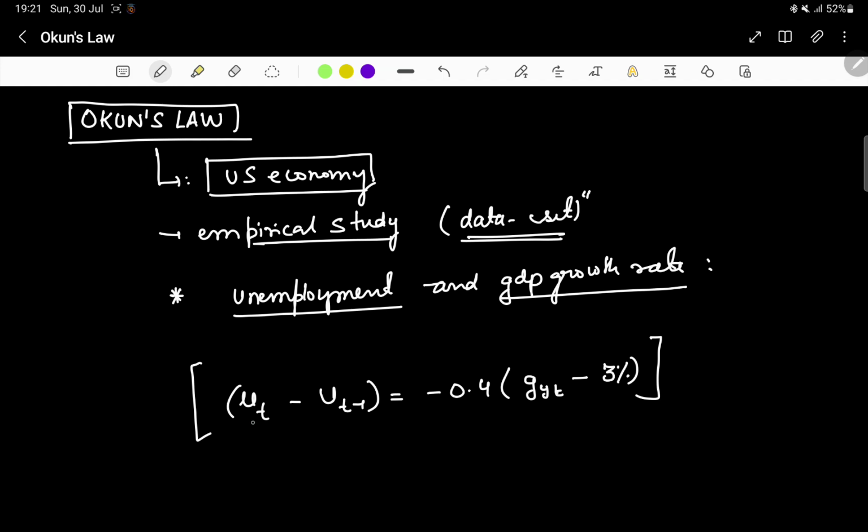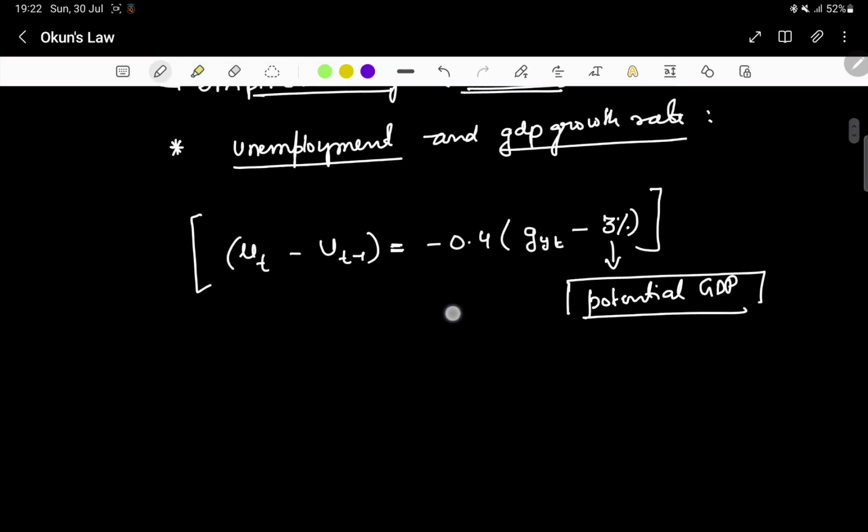He said Ut is the unemployment rate which persisted at time period t, and Ut-1 was the unemployment which persisted in the previous time period, and it was equal to minus 0.4 times the actual growth rate at time period t minus 3%. The 3% is nothing but the potential GDP growth rate.